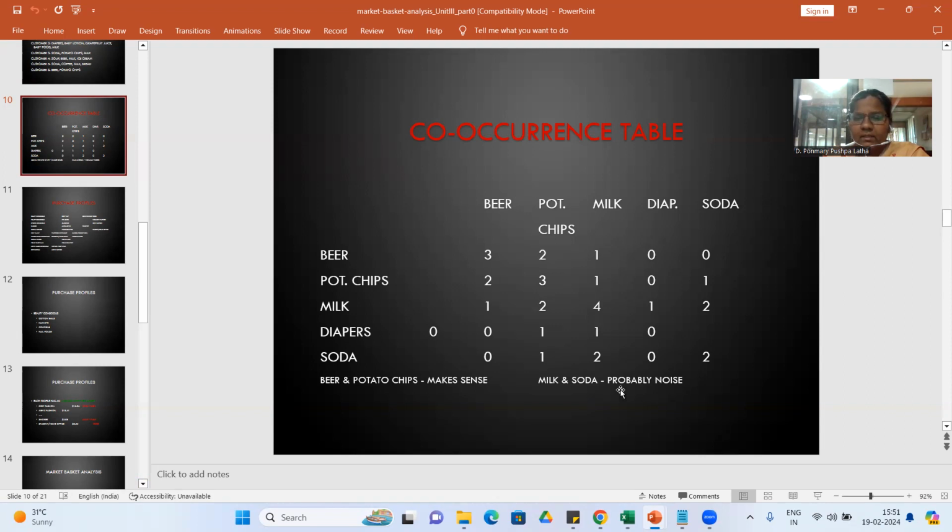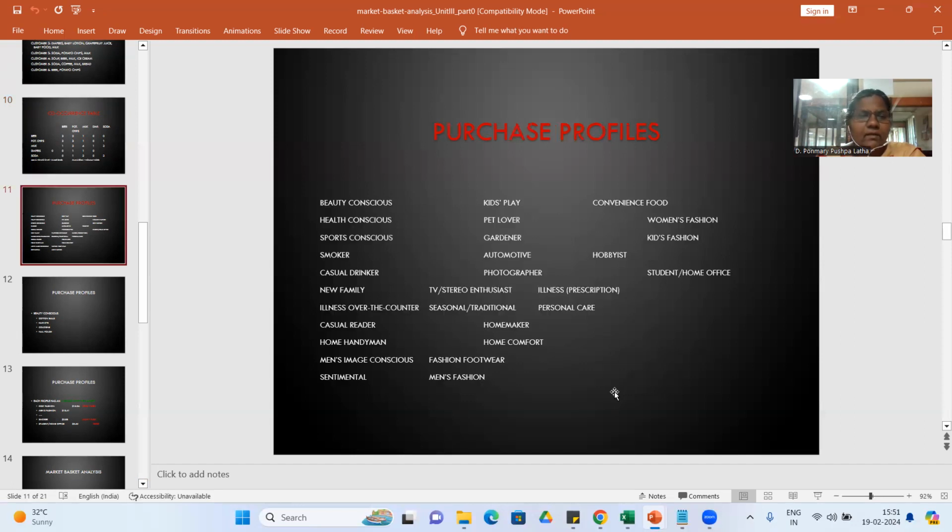But milk and soda only, less number of data is there. So in that case, you may say that it is probably noise. When the occurrence is high, you can take that one as a pattern. When the occurrence is very low, you can skip that one. Maybe you can consider that one as noise.